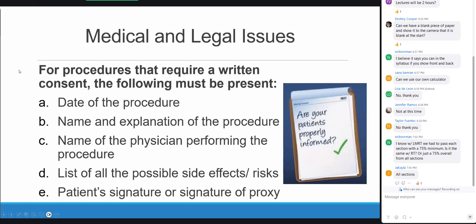Procedures that require written consent: this is informed consent. The date of procedure, the name and explanation of the procedure, the name of the physician performing the procedure, a list of all possible side effects and risks, then the patient's signature or the signature of their proxy.